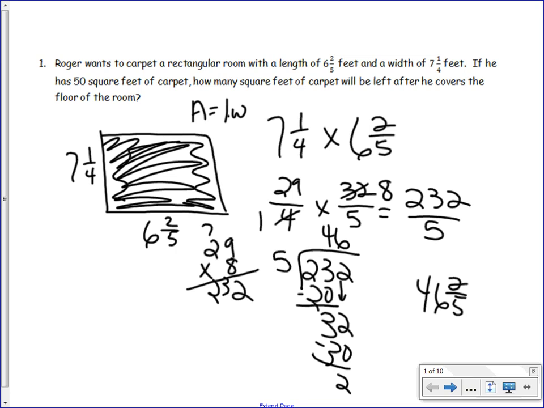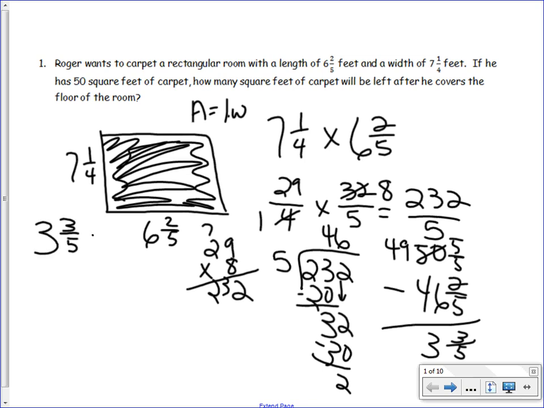They have 50 square feet of carpet, so I'm going to subtract 46 2/5 from 50. I have to regroup 50 as 49 5/5, and then I can subtract. 5/5 minus 2/5 is 3/5, and 49 minus 46 is 3. So the answer to this first problem, how many square feet of carpet will be left over, is 3 3/5 square feet.